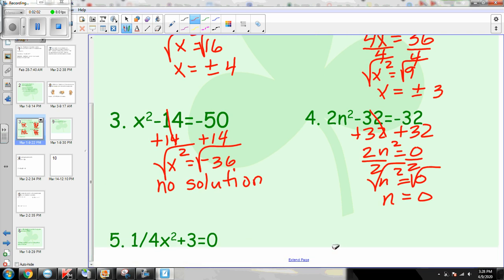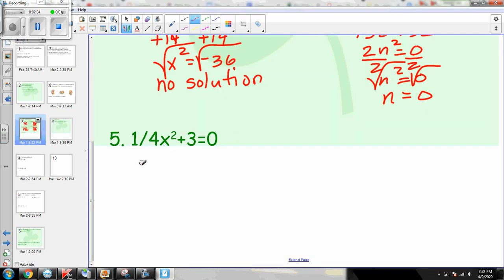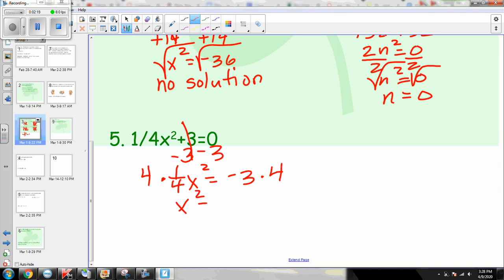On number 5, I need to isolate the x to the second term by taking away 3 from both sides. I'll get 1/4 x squared equals negative 3. Then I'll multiply both sides by the reciprocal of 1/4, which is 4, to get x to the second equals negative 12. When I take the square root of both sides, there is no solution. You cannot take the square root of a negative 12 because there's not a number times itself to give you a negative 12.